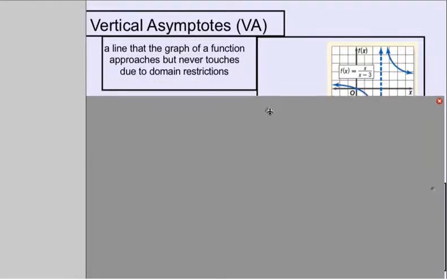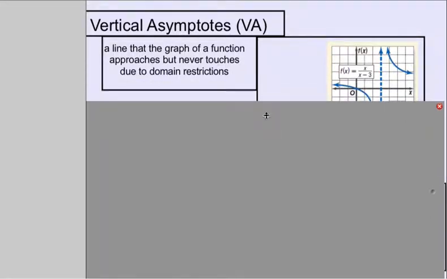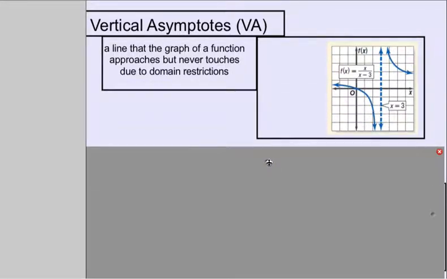Vertical asymptote: it's a line that the graph of the function approaches but never touches due to domain restrictions. And my domain restrictions, remember, come from my denominator. In this case, we have x minus 3, and x minus 3 equals 0, so at x equals 3 I would graph my vertical asymptote. There it is, and it came from my denominator.